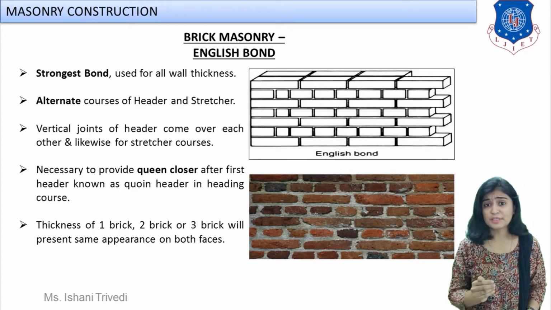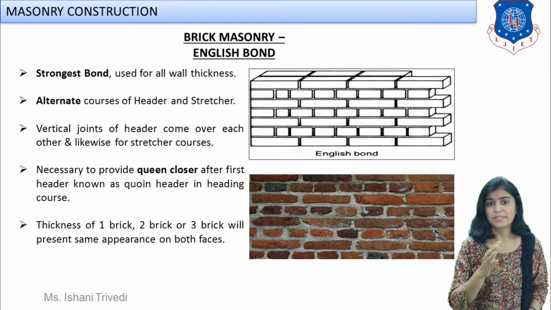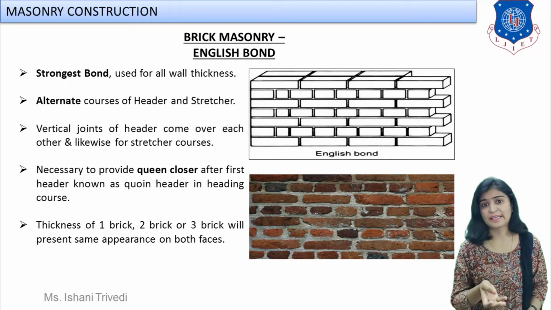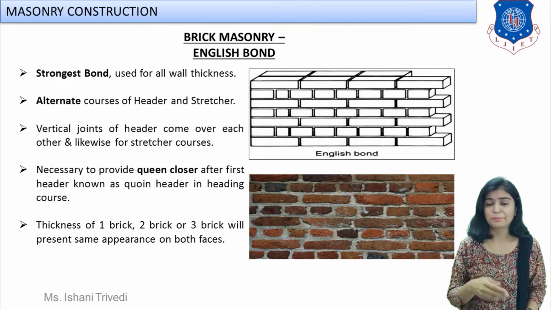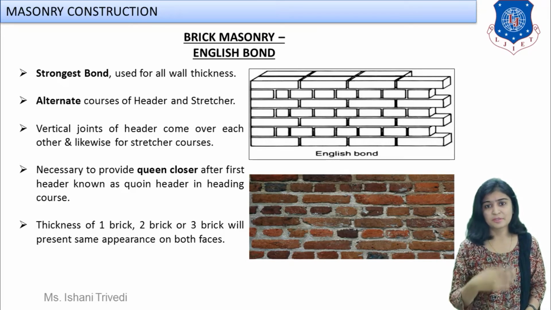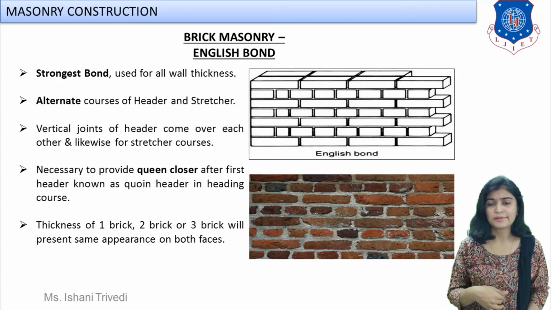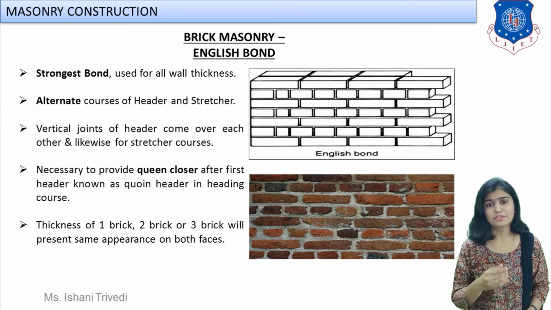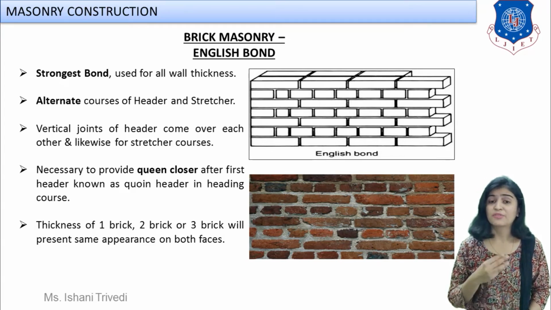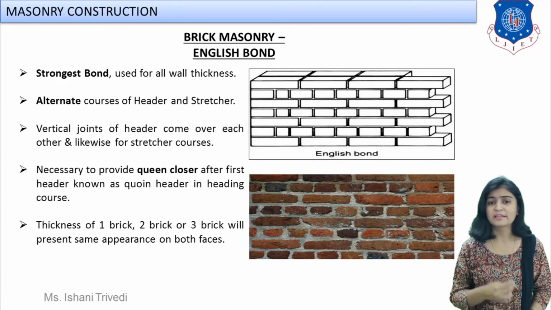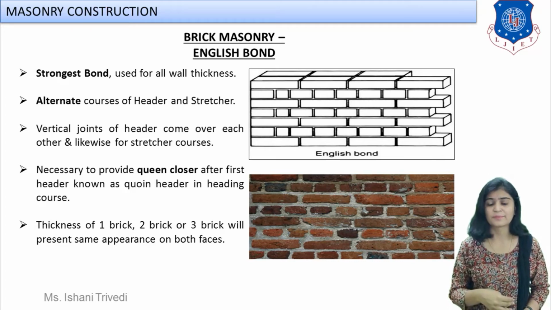I have told you what is a coin. It is the corner brick. Sometimes to start a course you may require king closer, queen closer or a half brick bat. So this is how you are supposed to construct as per the requirement. Okay students, so this makes your English bond. You can have varieties of thickness regarding this English bond construction.